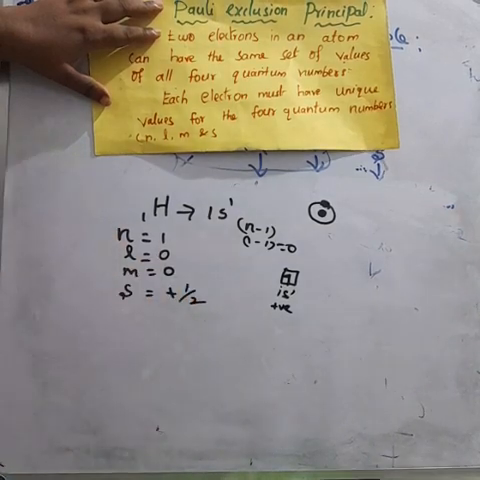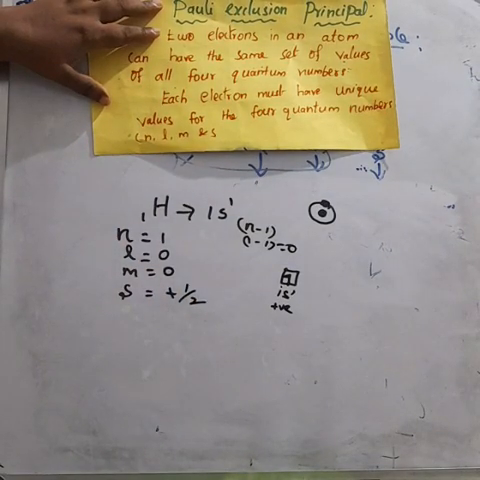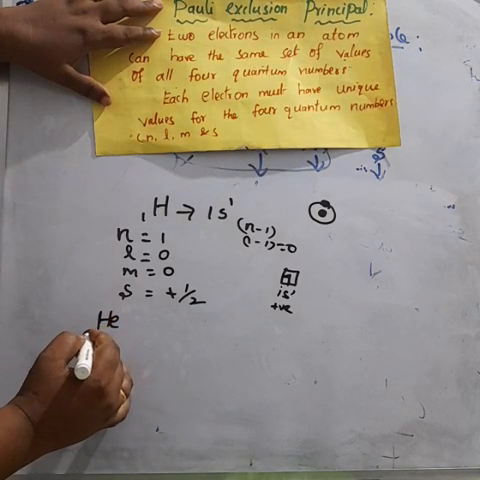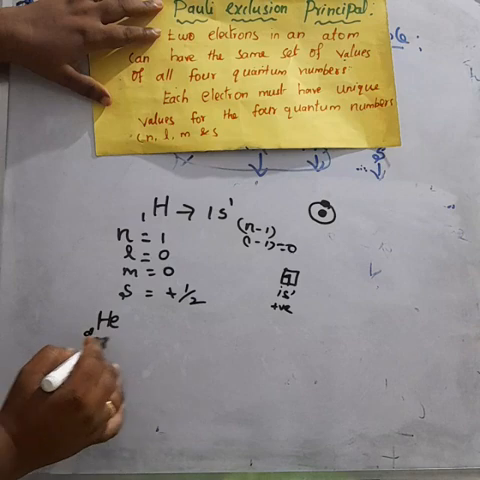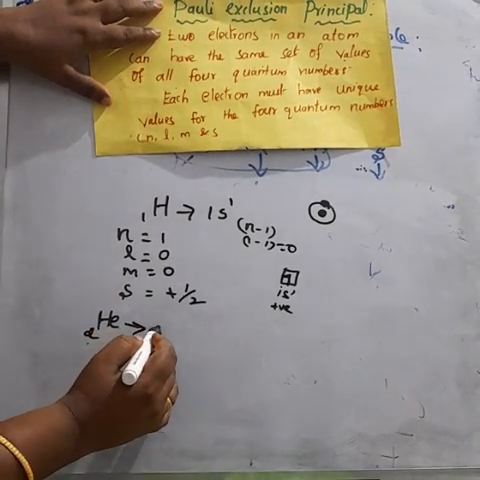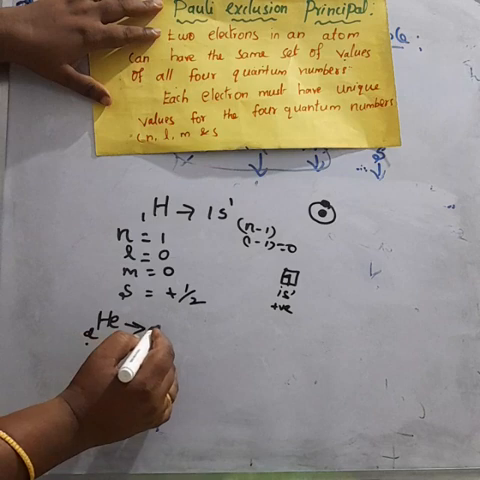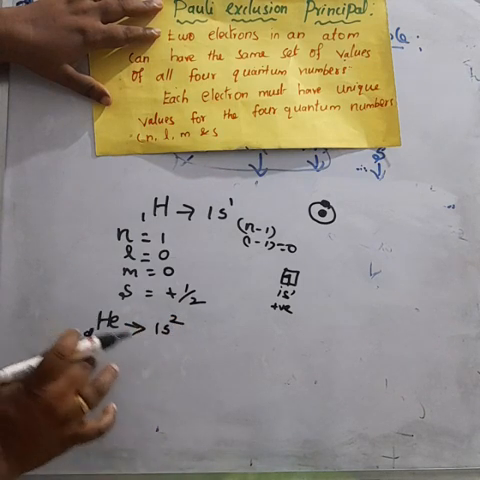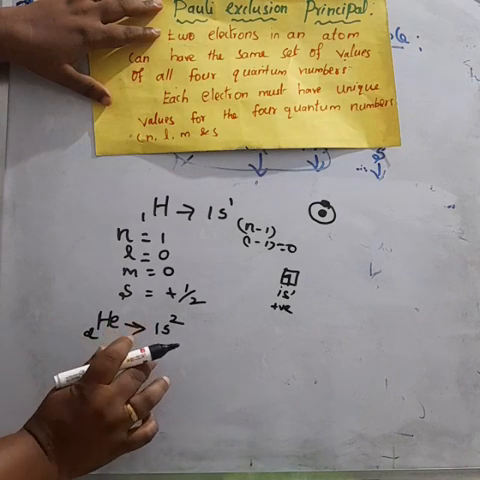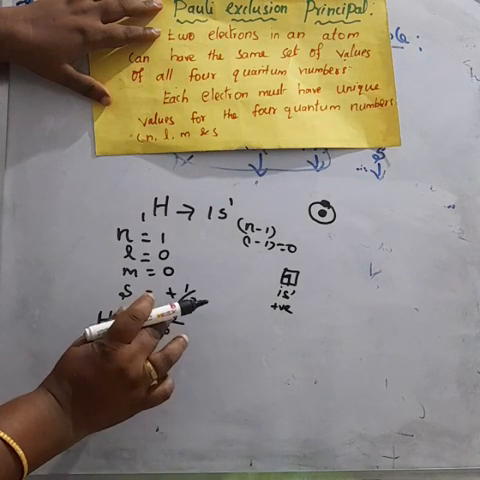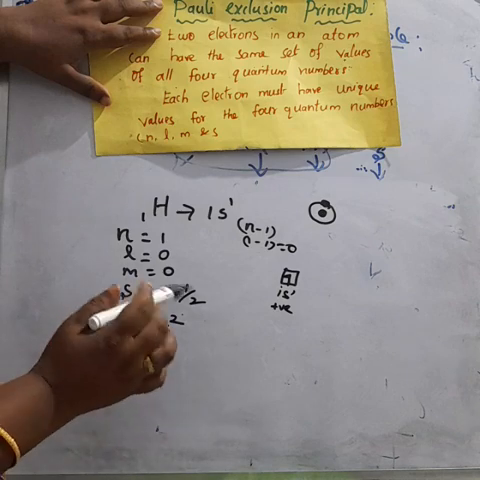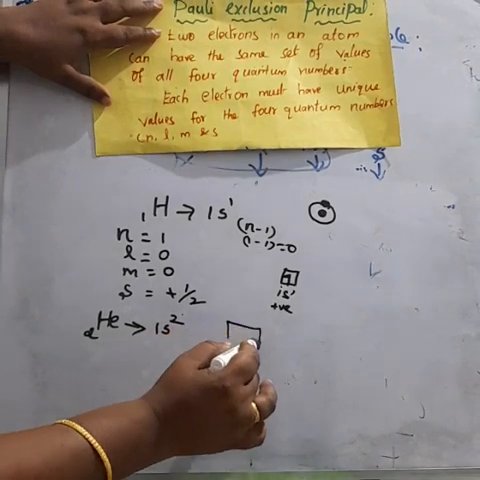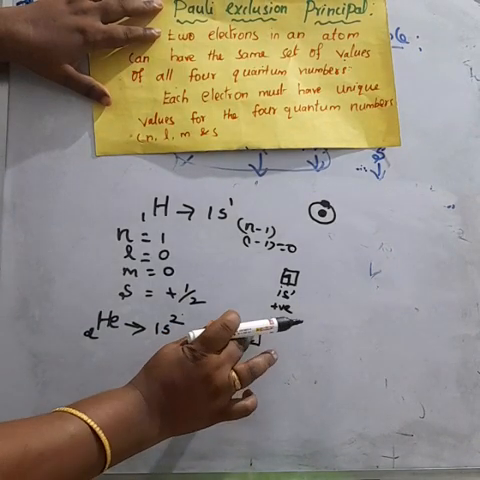For the 2 electrons present in helium, helium atom, you know atomic number 2. So atomic number 2 means how many electrons are present? 2 electrons. So 2 electrons are present in a helium atom. Each electron has the same quantum numbers as the electron of the hydrogen atom: n is equal to 1, l is equal to 0, m is equal to 0 and s is equal to plus or minus half.